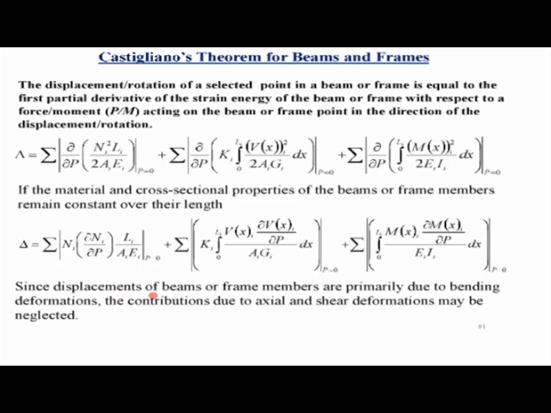Now again, as we just saw, the displacement of beams or frame members is primarily due to the bending deformations. The contribution due to axial and shear deformations may be neglected. So if you are using Castigliano's theorem, these are the formulas given for considering shear and axial deformation, but since bending is the predominant action which contributes to the deformation of these members, you can straight away calculate the deflection using Castigliano's theorem by just considering this third term.